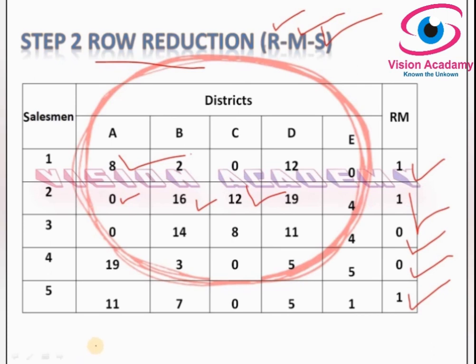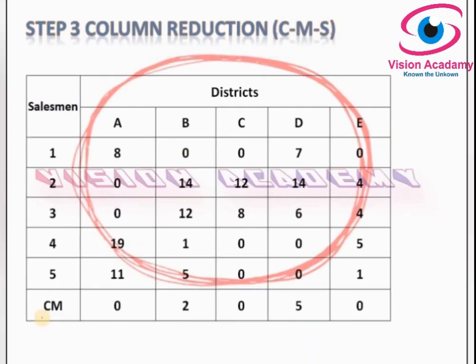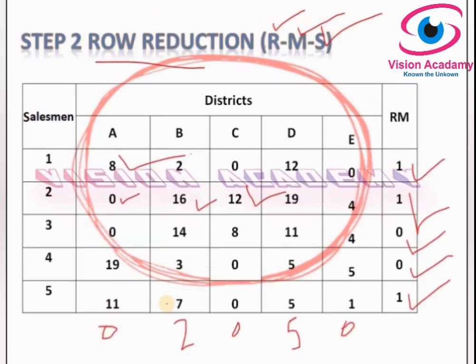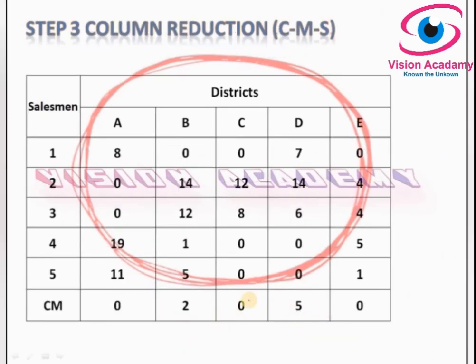If you want to make a column reduction, as usual, first you have to identify the minimum in the column. So here 0, look at here, two 0 values are there. 0 is the minimum, here 2 is the minimum, and here 0 is the minimum. Here also 5 is the minimum, and here 0 is the minimum. We identified the minimum value in each column. So that is what I have taken here, column minimum 0, 2, 0, 5, 0. This is the resulting matrix after subtracting the respective column minimum.